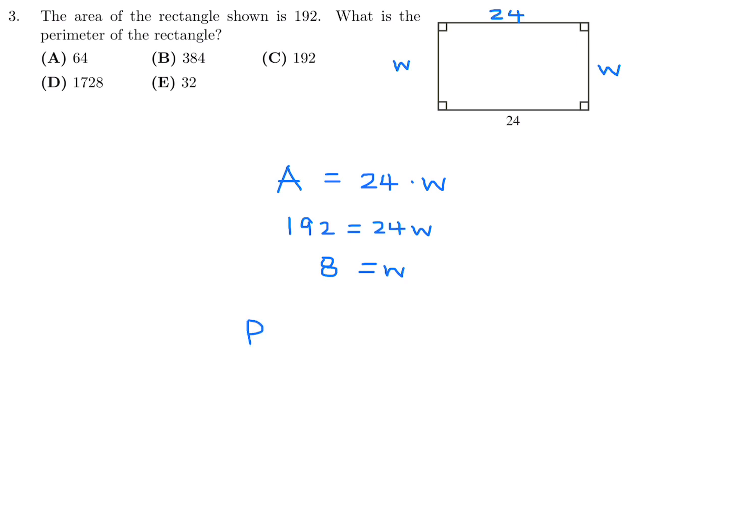So now we can calculate the perimeter fairly easily. It's going to be 2W plus 2 times 24. W is 8, so that's 16 plus 48. And 16 plus 48 is 64. So the perimeter is 64. Number 3, the answer is A.